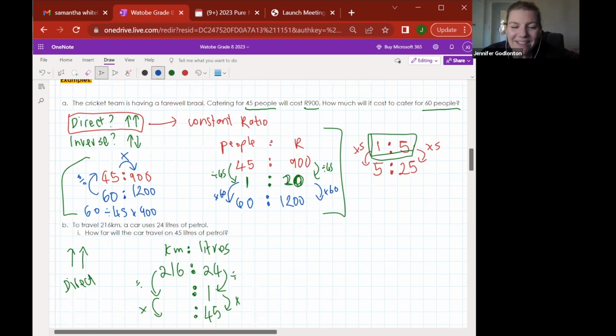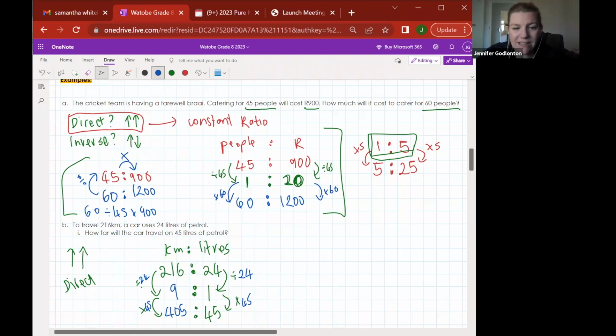Okay, so if you read it the longer way, we would say 24 divided by 24 will give me 1. So we're going to do the same on the other side. We're going to say 216 divided by 24, which gives me 9. And then we'd have to say 1 times 45 gives me 45. So we need to times that by 45. So we're going to say 9 times 45, which gives me 405. And that is going to be our final answer.